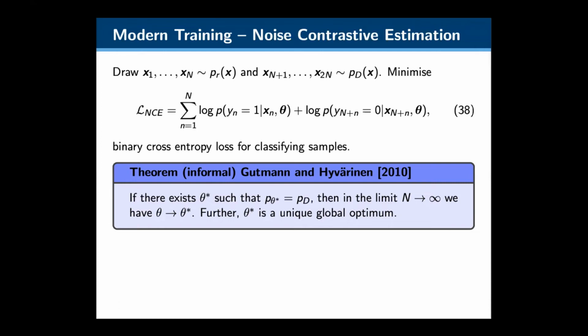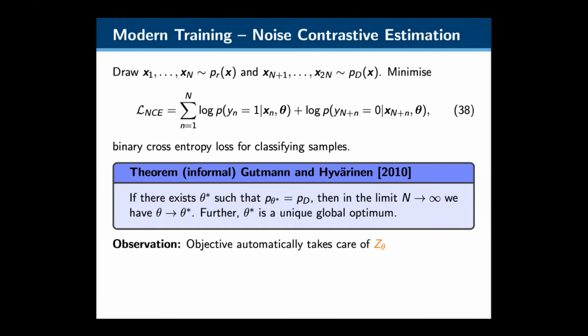So in particular, Gutmann and Hyvarinen showed that if there exists theta star such that our model with those parameters theta star is equal to the data distribution, in other words, if the data distribution is in our hypothesis class, then in the limit of infinite data, we converge to the true optimal parameters, and the true optimal parameters are the unique global optimum. So there is a single optimum, and it is unique. There's no other maximum. There's no ambiguity in what the parameters are.